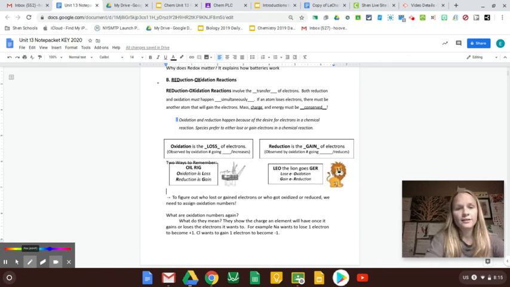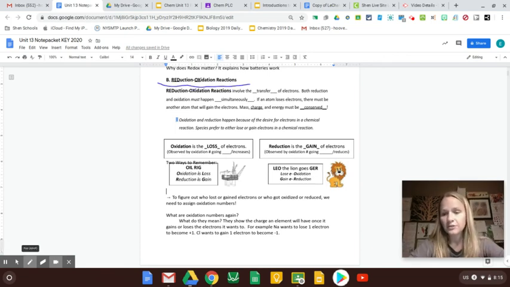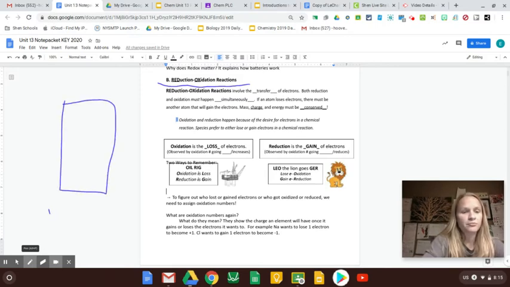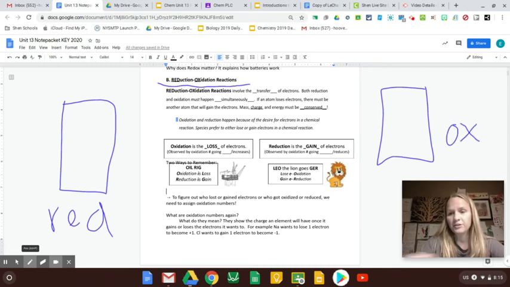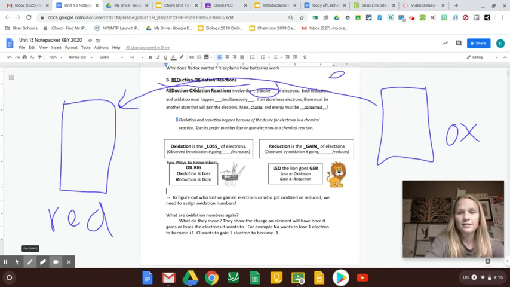Okay, so what is reduction and oxidation, or oxidation and reduction? One thing gets reduced and the other thing gets oxidized, and I'm going to tell you which each of those are. But one thing loses electrons and gives them to the other thing. So it's a transfer of electrons. This transfer must happen simultaneously.